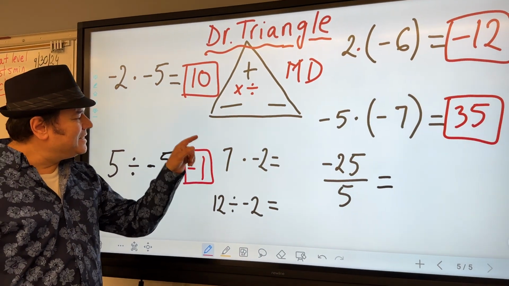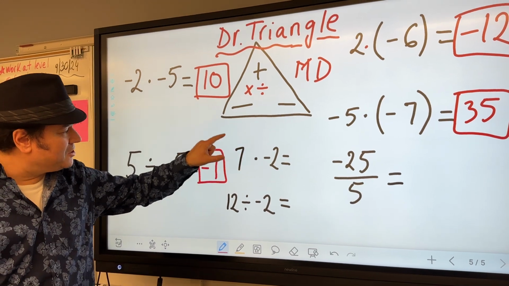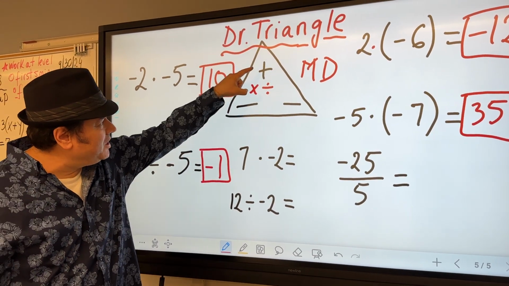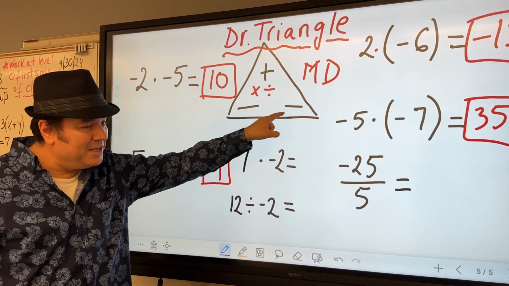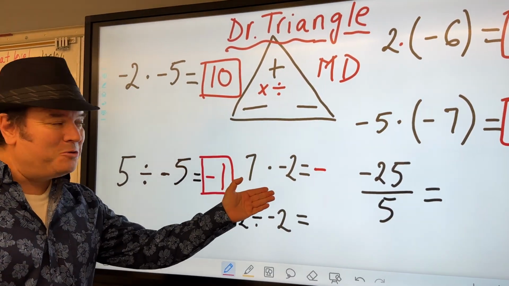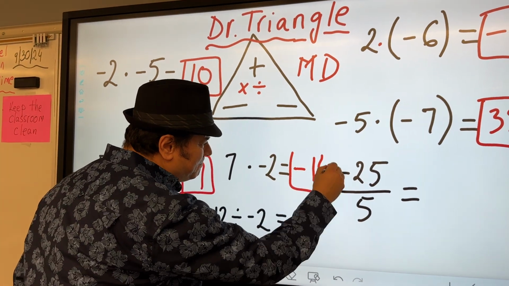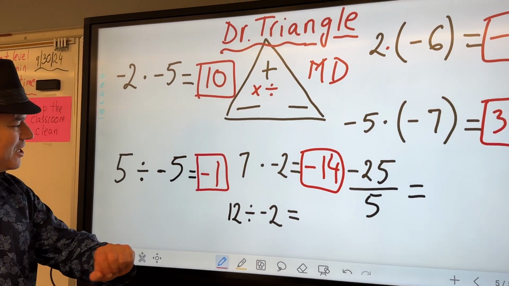Let's look at the other 3 problems. In this case, we have 7 times -2. Again, we have positive times a negative. Positive times a negative is going to be a negative. So negative is going to be the answer. And 7 times 2 is 14. Final answer, -14.